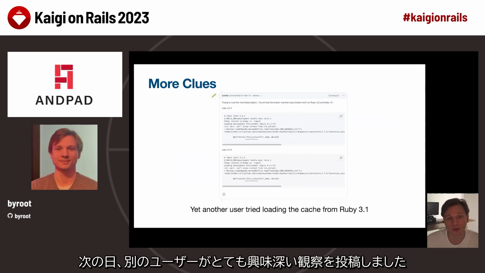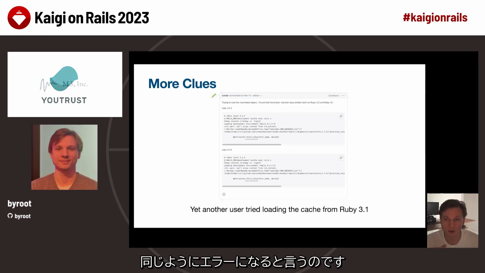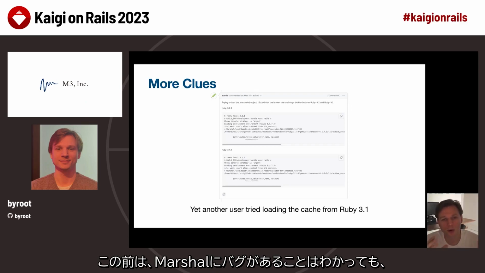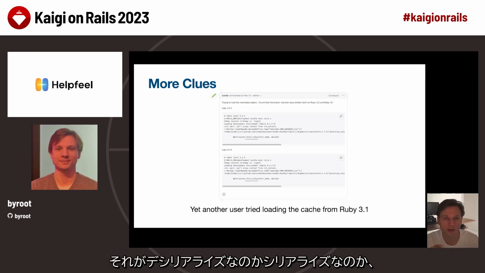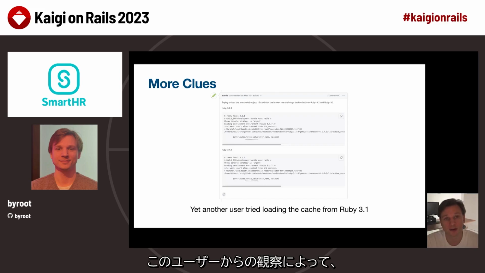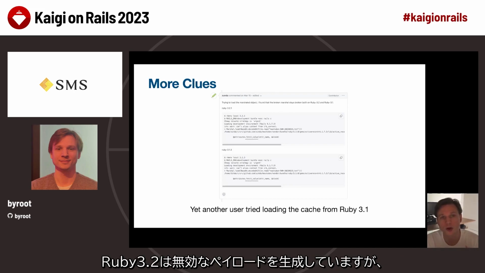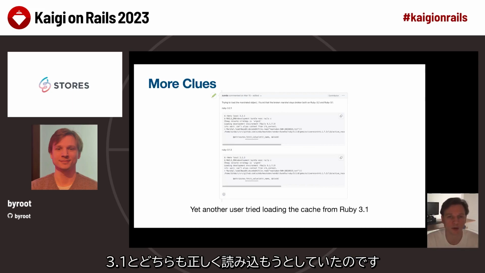The next day, another user posted a very interesting observation. They tried to load a broken Marshal payload from Ruby 3.1, and it was failing the same way. Before that, we were convinced the bug was in Marshal, but we didn't know if it was loading the record that was broken, or if it was generating broken records that then couldn't be loaded. Thanks to this observation, we knew that the bug was in Marshal dump. Ruby 3.2 was generating invalid payloads, but both versions were correctly trying to deserialize.